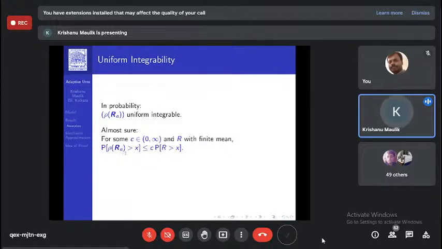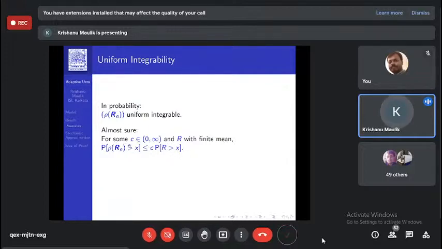So you not only require that, so this will actually imply uniform integrability. There actually exists a random variable R with finite mean, so that the tails of rho Rn will be bounded by a multiple of the tail of R.